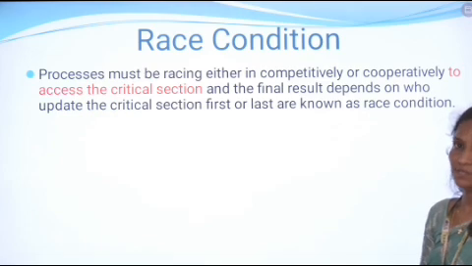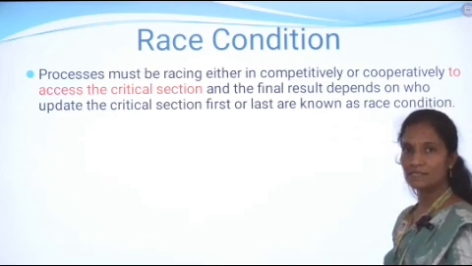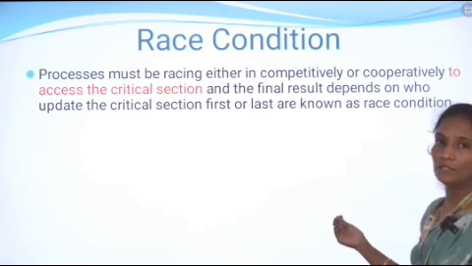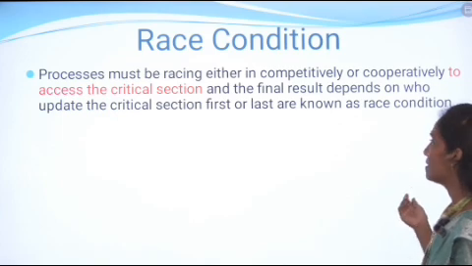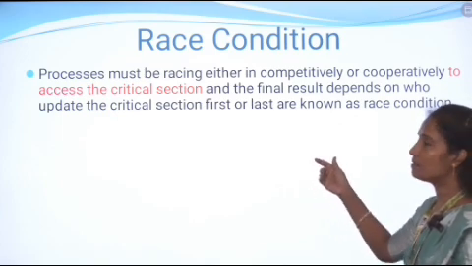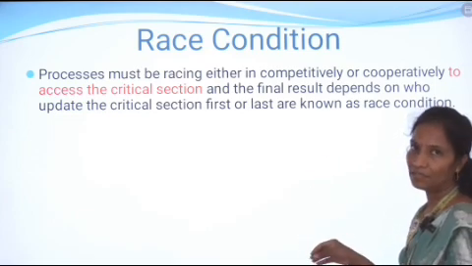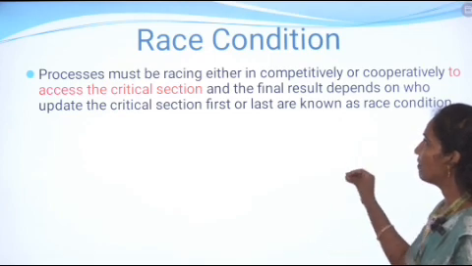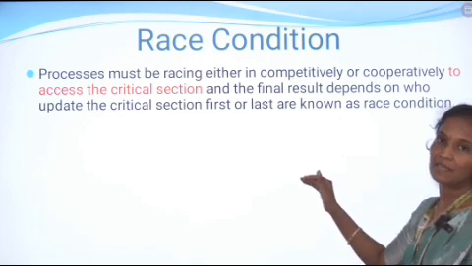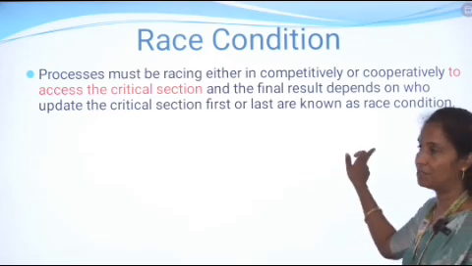Next comes the race condition. Here, a race condition is nothing but processes that must be racing, either competitively or cooperatively, to access the critical section. So to access the critical section, each and every process must enter a condition called a race condition. The final result will depend on who updates the critical section first or last, which is known as the race condition.